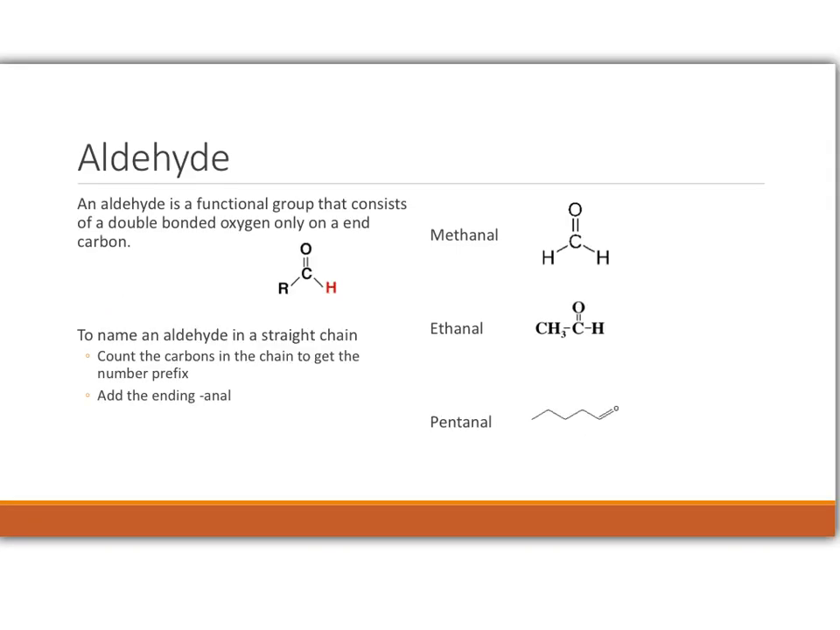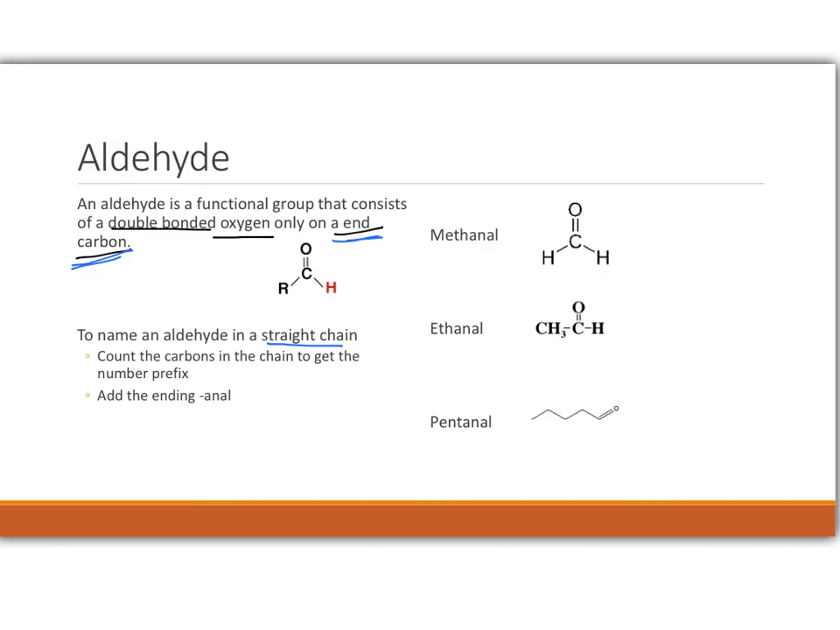So the next functional group is a double bonded oxygen, and the key thing is it's on an end carbon. Aldehydes always form on end carbons. They don't form anywhere in the middle. So one nice thing when you're dealing with a straight chain, you don't need a number because we know it's going to be at the end. It's going to fall at 1. So with a straight chain, you're going to count the carbons in the chain, and then you are going to add the ending "-anal".